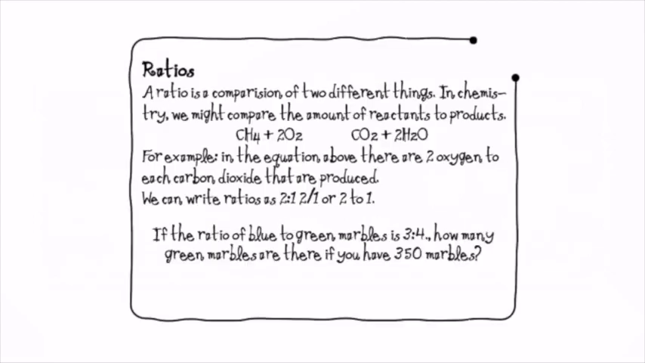Okay, next we have ratios, and we're going to use ratios a lot this year. So a ratio is a comparison between two different things. In chemistry, we'll compare the amounts of reactants to products. So for the equation above, there are 2 oxygens for each carbon dioxide that is produced. So we could write our ratio of carbon dioxide to oxygen, or oxygen to carbon dioxide, as 2 to 1. So if the ratio of blue to green marbles is 3 to 4, how many green marbles are there if you have 350 marbles?